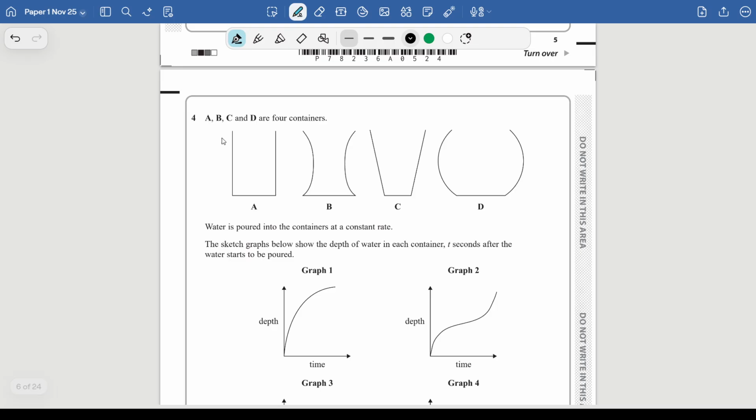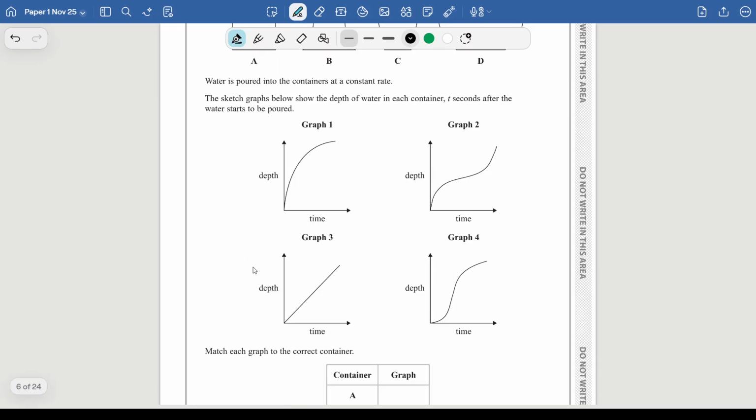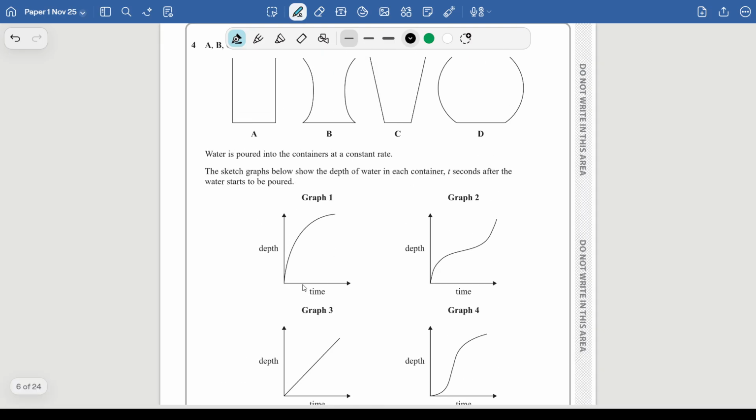The next question is, there are 4 containers with different shapes. Water is poured into the containers at a constant rate. The sketch graphs below show the depth of water in each container t seconds after the water starts to be poured. So these are the graphs, and you need to match these graphs to the containers. Now, how can you match them? The graphs deal with the depth and the time. So how are the depth and time related?